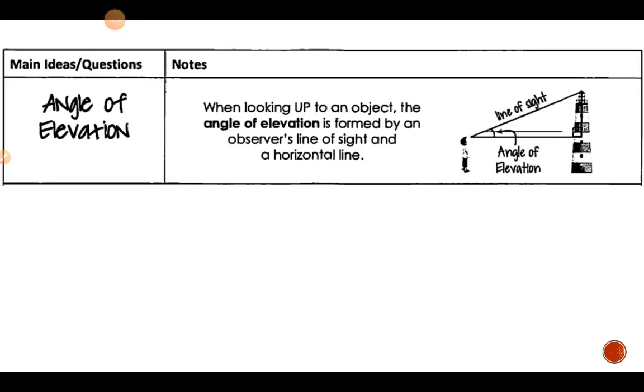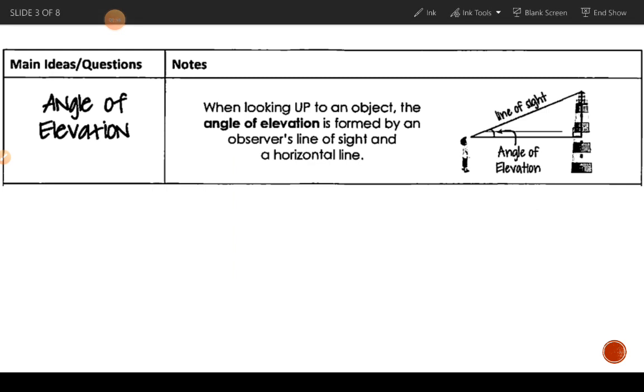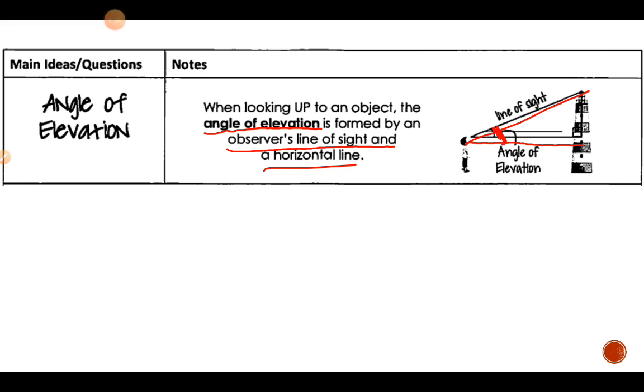Okay? So angle of elevation is when you're looking up to an object. That's the angle of elevation. Elevation means you go up. And it's formed by the observer's line of sight and the horizontal line. So this angle right here, from where he could be looking to where he's actually looking, is your angle of elevation.